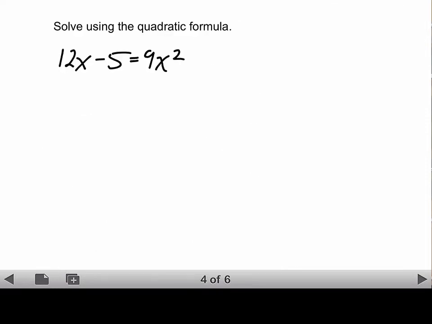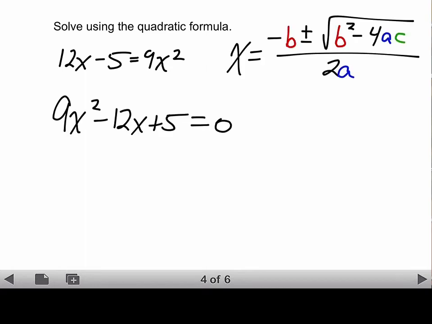Next we have 12x minus 5 equals 9x squared, solving using the quadratic formula. So do what you've seen so far, give this a shot. So what I've done is written down the quadratic formula for reference, and I subtracted 12x and added 5 to both sides. It doesn't matter if the equals 0 is on the right or on the left, and I prefer it on the right. So the quadratic formula, x equals negative b plus or minus the square root of b squared minus 4ac all over 2a. I'm really just repeating that for emphasis to help you try to memorize it.